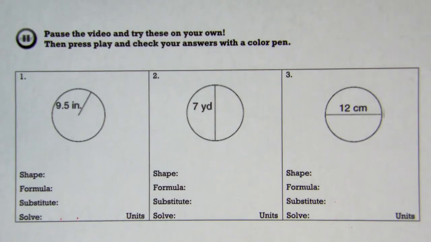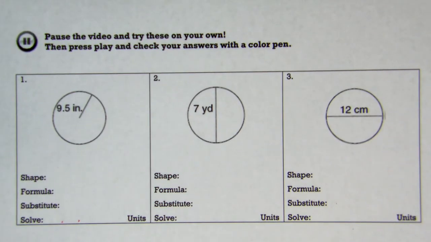So you have 3 examples for you to try now. Go ahead and try your 3 examples. Make sure again you're writing down the formula every time. It's going to help you remember it. And make sure you don't forget to include the units.